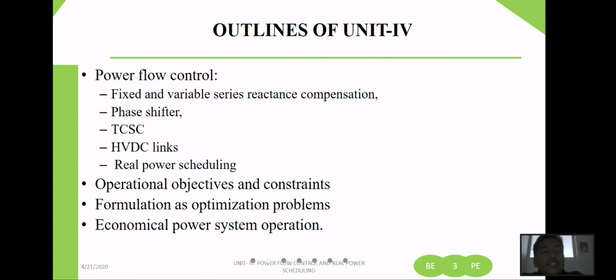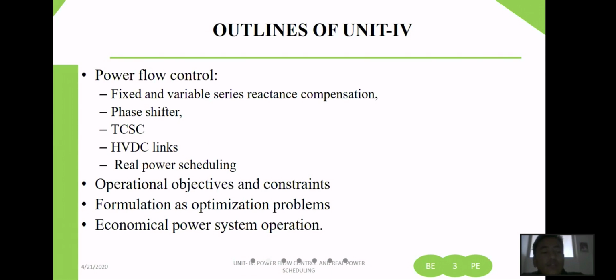Then we'll see TCSC, thyristor controlled series capacitor, which you have learned in the principles of power electronics applications. Then another one, HVDC links. Already you have learned a little bit about how we can apply them for power flow control. Under HVDC links, you know that monopolar links exist, then bipolar, and there are three types of links which you have learned. We'll see that, and then real power scheduling.